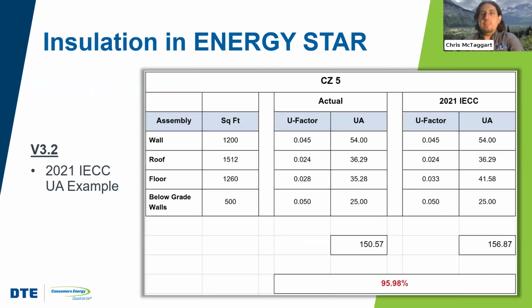If we have to build to those levels of performance, so here we go. We've got an equivalent wall value, an equivalent roof value, a slightly better floor value, and an equivalent below grade wall value, and therefore we have a UA that is better than it. So that's how you would go ahead and show compliance using the UA methodology in 2021 IECC.